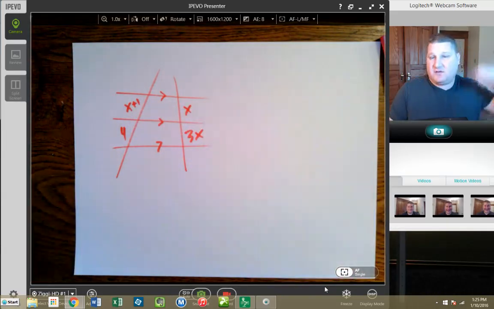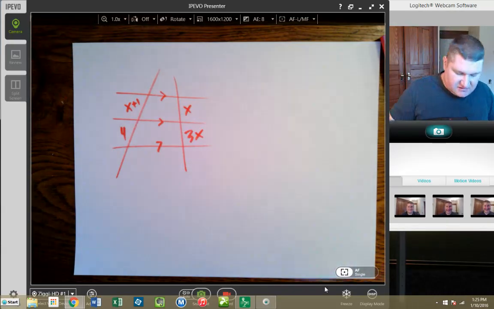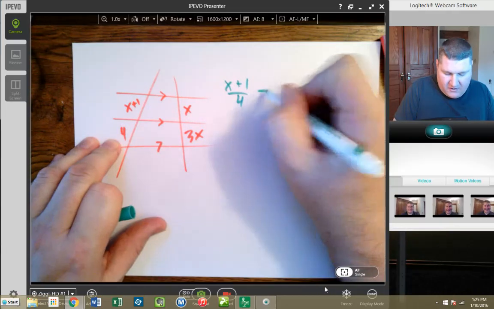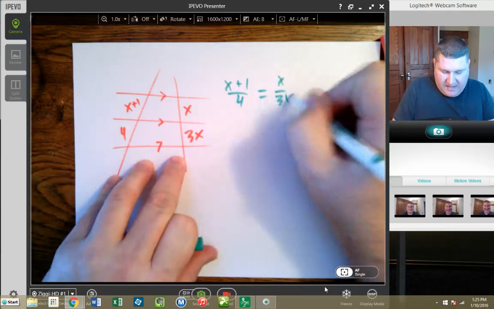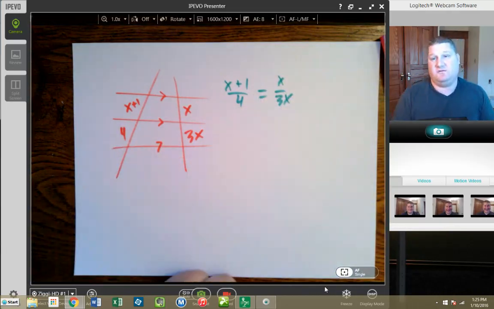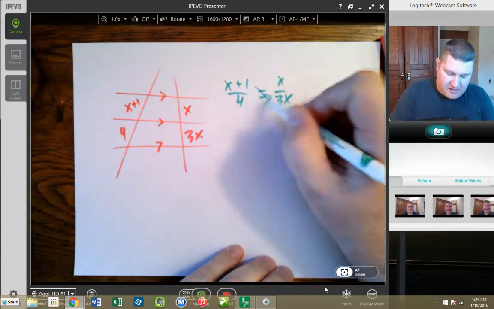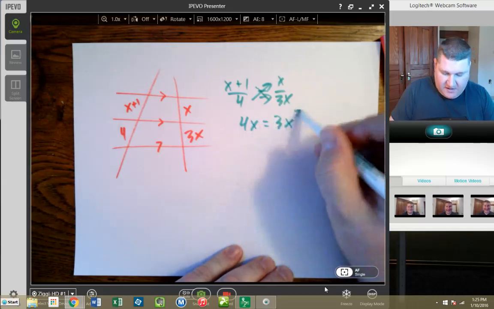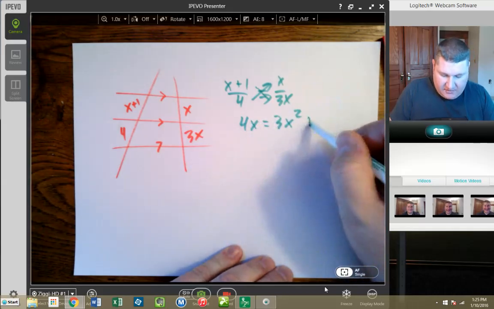It's just like similar triangles. As long as you're comparing corresponding parts, it doesn't really matter. So let's set it up. x plus 1 over 4 equals x over 3x. Now, what do you have to do to solve a proportion? You would cross multiply. And your answer would be 4x equals 3x squared plus 3x.